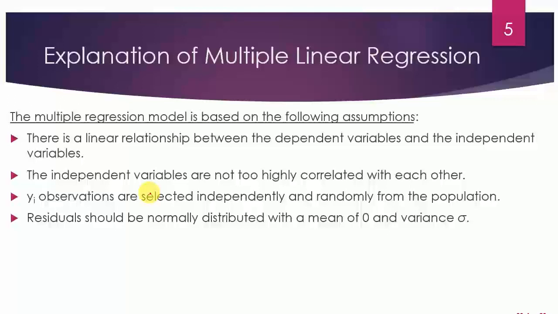There has to be a linear relationship between the dependent variable and the independent variables. The independent variables should not be highly correlated with each other, because if they are highly correlated, there is no point in taking more than one variable, as they will not explain the variance. The residuals should be normally distributed with a mean of 0 and variance of sigma squared. The y i observations are selected independently and randomly from the population.